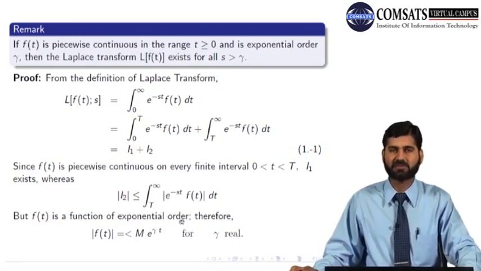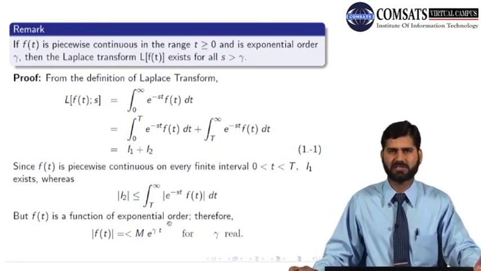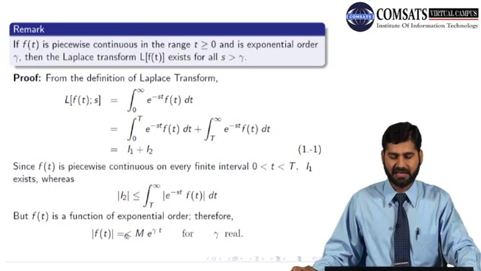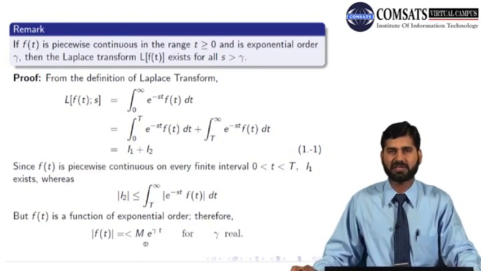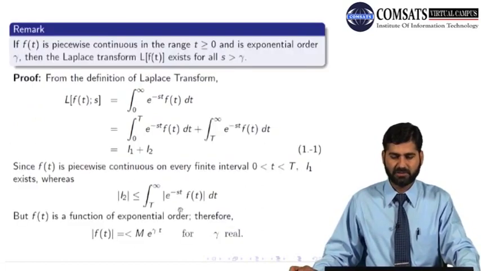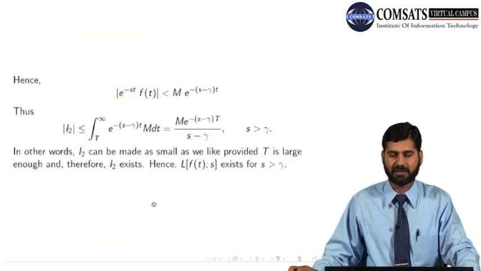But f(t) is a function of exponential order. What do we mean by exponential order? That |f(t)| is less than or equal to M e to the gamma t. If you can write any function like this, then it means your function is of exponential order gamma. Alright? So if I replace this f(t) by M e to the gamma t, I will have another inequality, less than or equal to, replacing f(t) by e to the gamma t, so you will get e to the minus (s minus gamma) t dt. And of course now you can integrate it very easily.